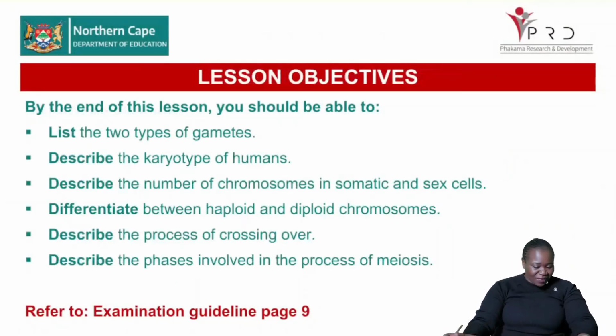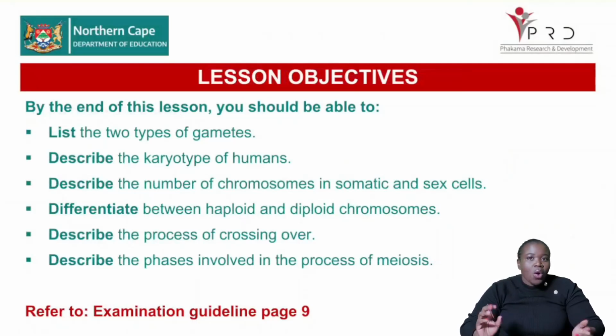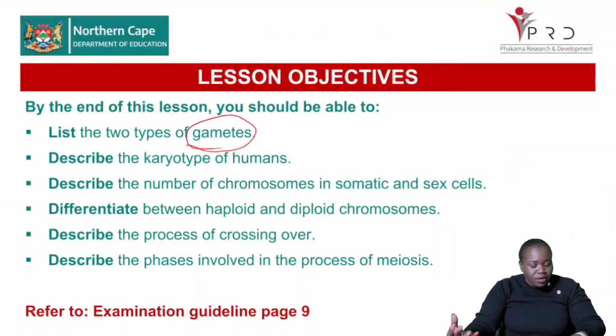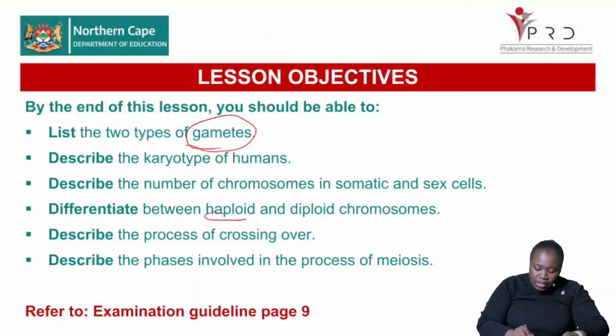All right, so by the end of our lesson today, you should be able to list the 2 types of gametes. It is important for you to know the 2 gametes that we are going to be referring to. Remember, from our knowledge of reproduction, we know that the gametes are formed by meiosis, right? Reproduction and also genetics and inheritance. And then describe the human karyotype. You should know the human karyotype and know what makes up the karyotype. You should also be able to describe the number of chromosomes in somatic and sex cells. You should know how to differentiate between haploid and diploid chromosomes, or diploid and haploid cells.